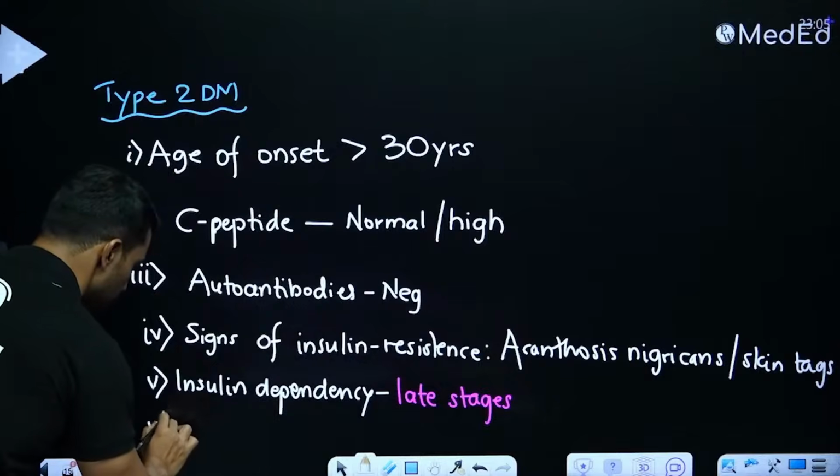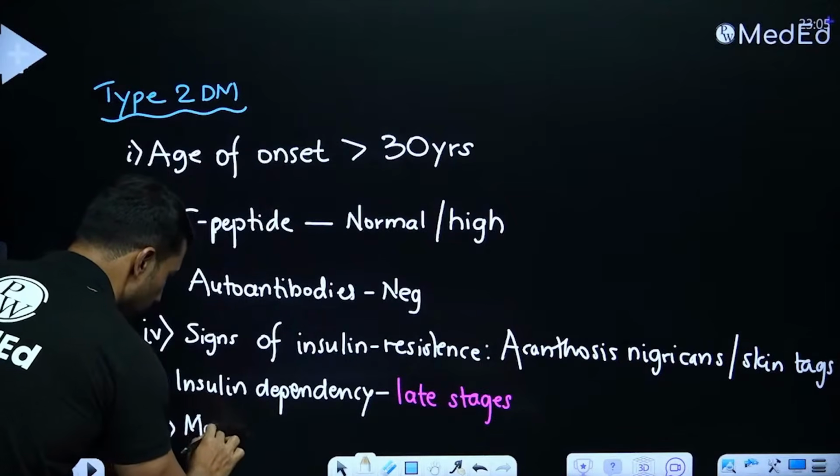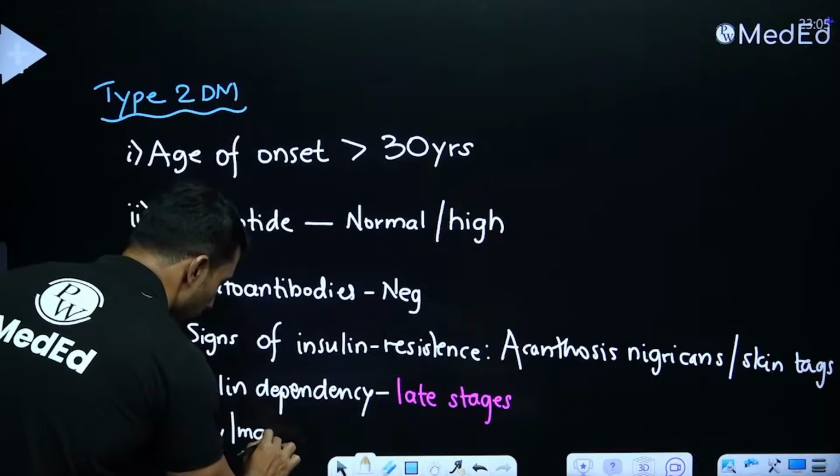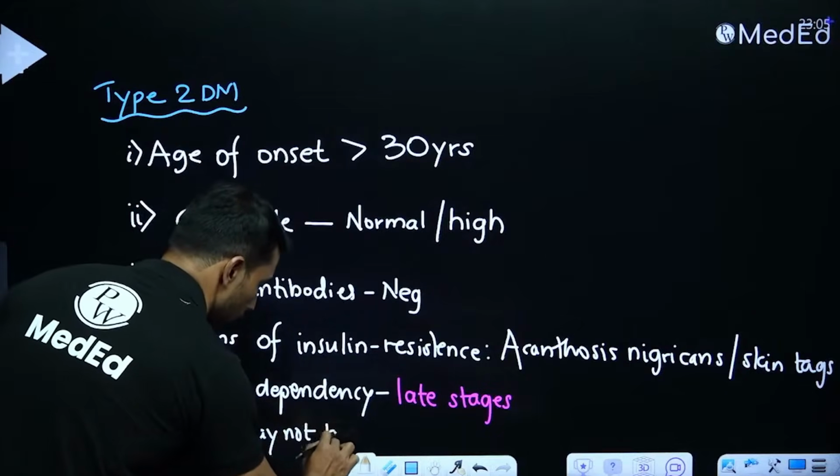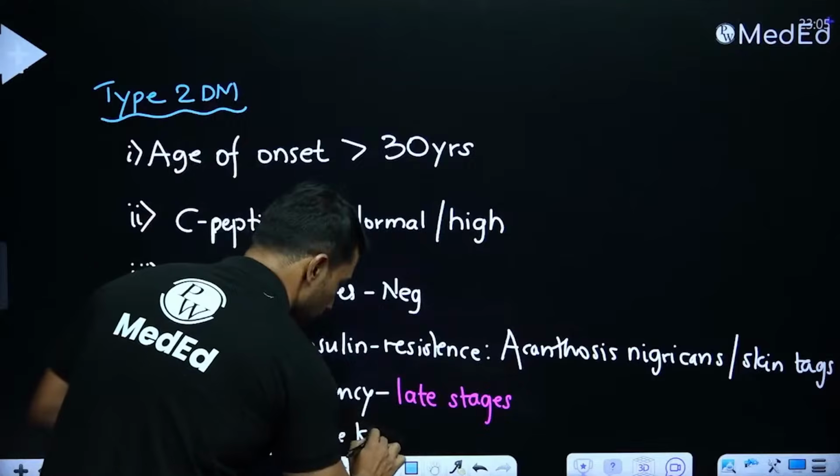So point to note, type 2 may or may not be ketosis prone.